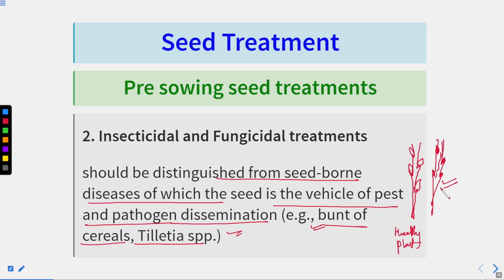So the seed should be distinguished from the seed-borne disease of which the seed is the vehicle of the pest. You must know which disease it is, and according to that only you can apply any type of chemical treatment.